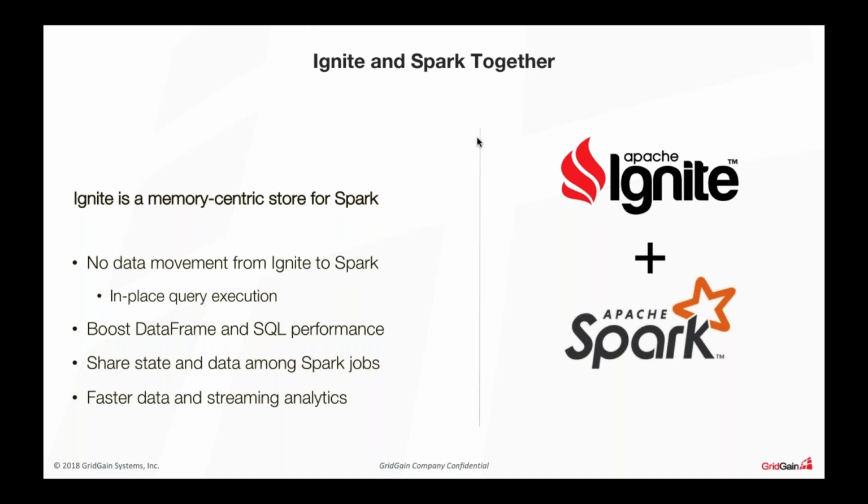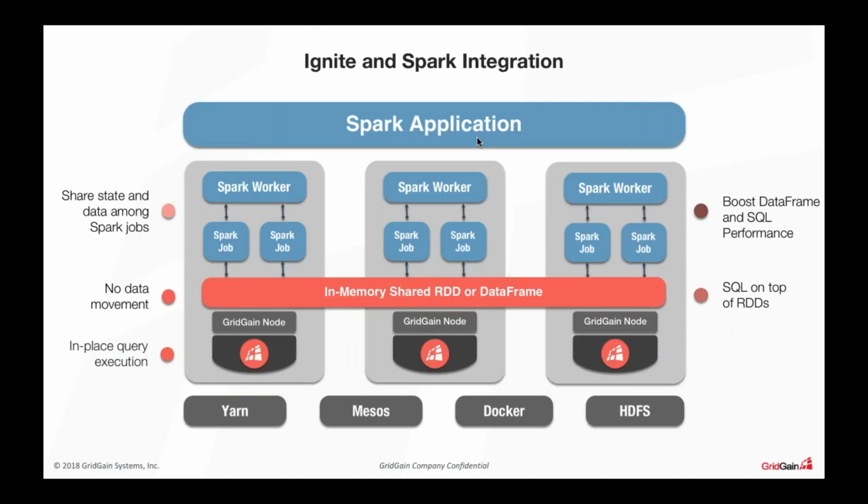And also, most of the RDDs and data frames computations can be executed in place in Ignite, avoiding data movement over the network. And that's one of the reasons why Spark and Ignite are used together for different IoT use cases, for streaming analytics, and for much more. And this final picture outlines how this integration looks from an architectural standpoint.